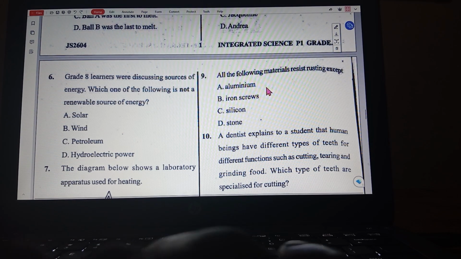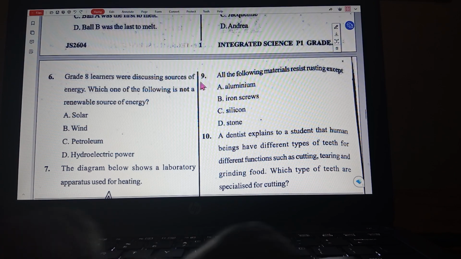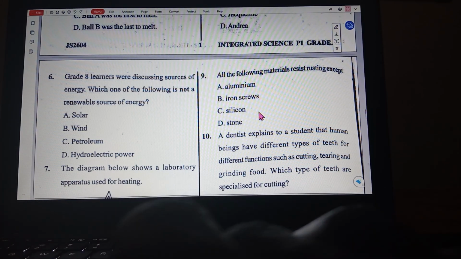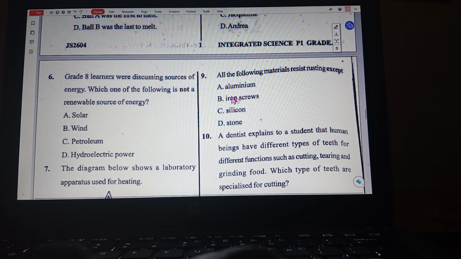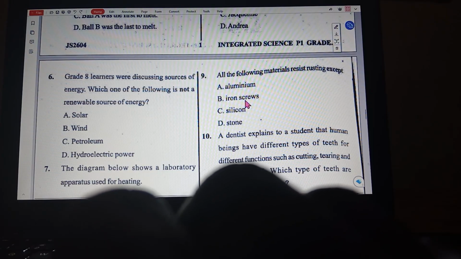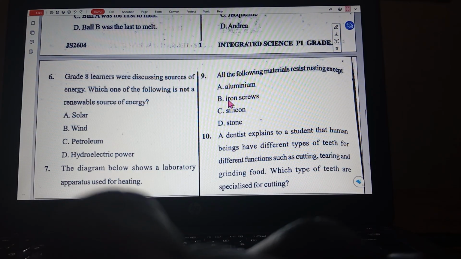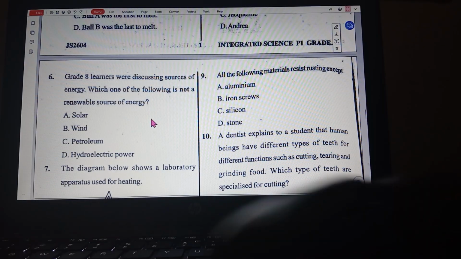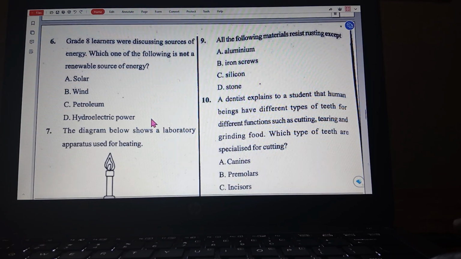Now, having known these, let's get back to our question. All the following materials resist rusting except: aluminium resists rusting, silicon resists rusting, stone resists rusting. The material that does not resist rusting is iron screws, because it is made up of iron. Are we together? And what is rusting? Rusting is hydrated iron 3 oxide. So the material that cannot resist rusting among these 4 is iron screws. Let's move to the next question, question 7.